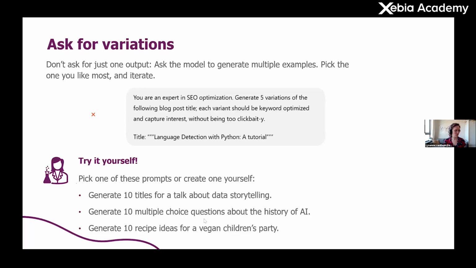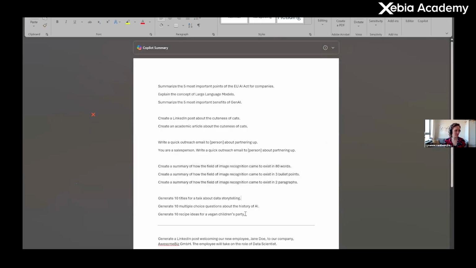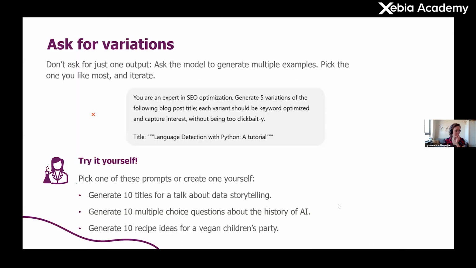So maybe let's try one of these yourselves. I'll put them in the chat again. Pick one of these and see what it does. Generate 10 titles for a talk about data storytelling, or generate 10 multiple choice questions about the history of AI, or generate 10 recipe ideas for a vegan children's birthday party. I'm curious about that one. Try it out yourself.